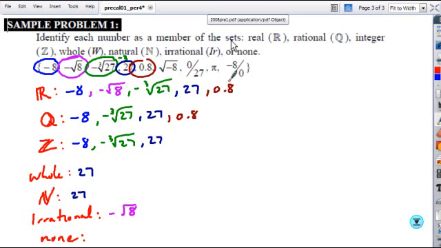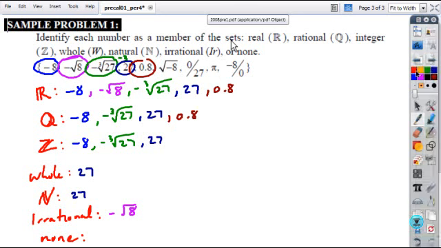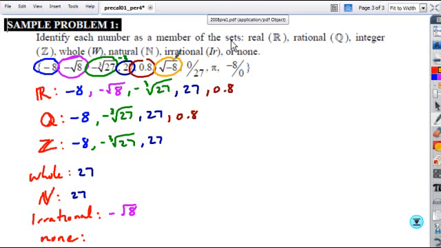Okay, square root of negative 8. So here you have a negative sign inside of a square root. Is there some number that can be multiplied by itself to give you a negative? No. So this one is going to fall in this category of none. It would be considered a complex number or an imaginary number, but in the real number system it does not exist.